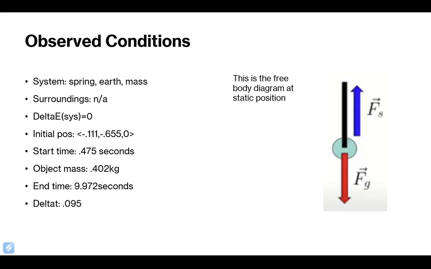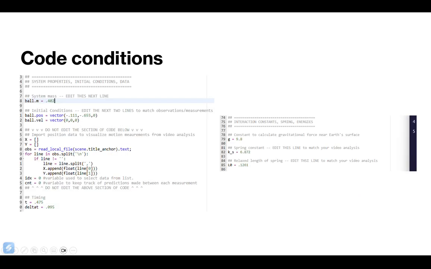The observed conditions: the system is the Earth and the spring and the mass. There's nothing in the surroundings. Delta E of the system is 0. Initial position is negative 0.111, negative 0.6550. We start at 0.4575 seconds. The mass of the object is 0.402. It ends at 9.7972. The time interval is 0.095. On the right, you can see our free body diagram where it just has spring and gravity on the ball.